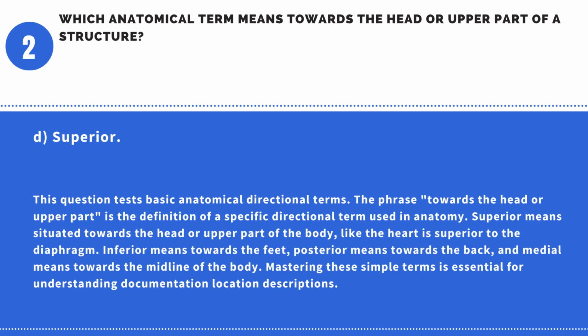Answer: D. Superior. This question tests basic anatomical directional terms. The phrase "towards the head or upper part" is the definition of a specific directional term used in anatomy. Superior means situated towards the head or upper part of the body, like the heart is superior to the diaphragm. Inferior means towards the feet, posterior means towards the back, and medial means towards the midline of the body. Mastering these simple terms is essential for understanding documentation location descriptions.